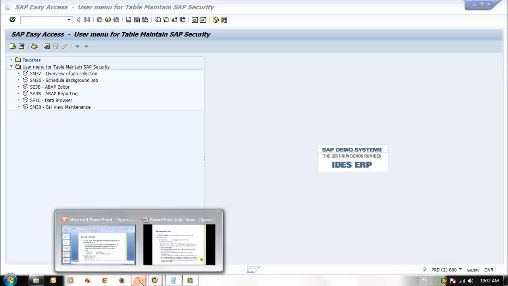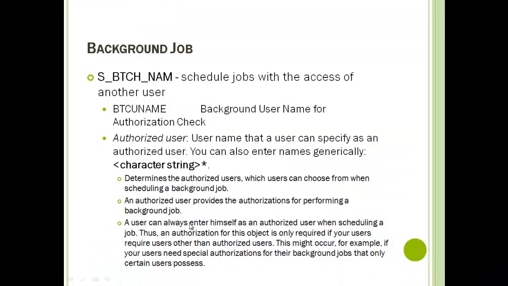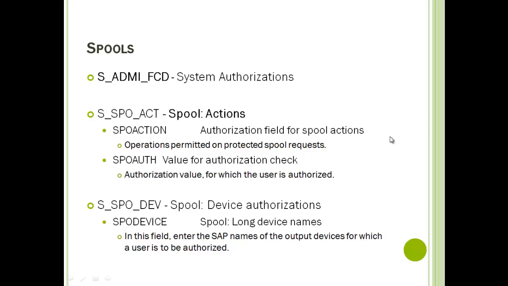Okay, let's go to our presentation. The next topic we are going to discuss is spools. Spools are nothing but the output coming from your background jobs. Let's say when you are running some program, you get some outputs, but when you're running the same program in background mode, you will not be able to get this output. Let's see how we need to understand what spools are first.